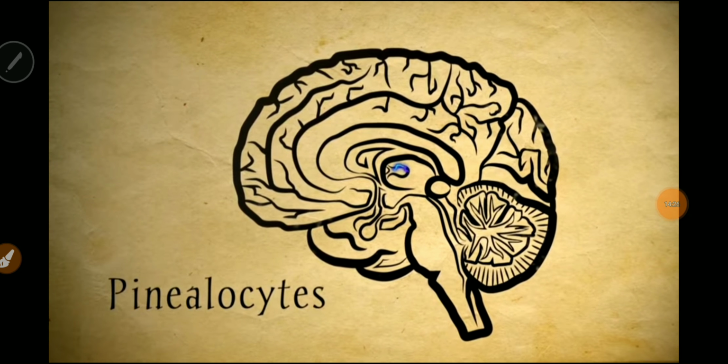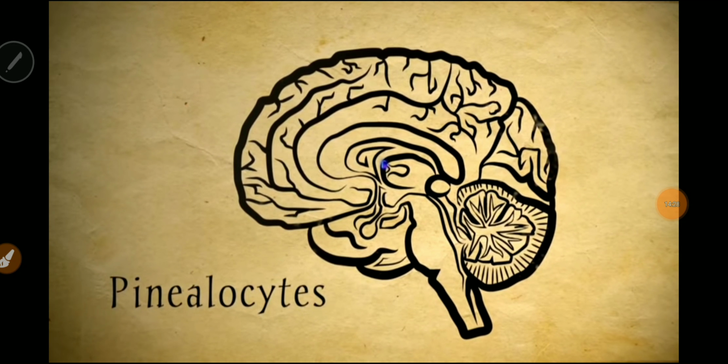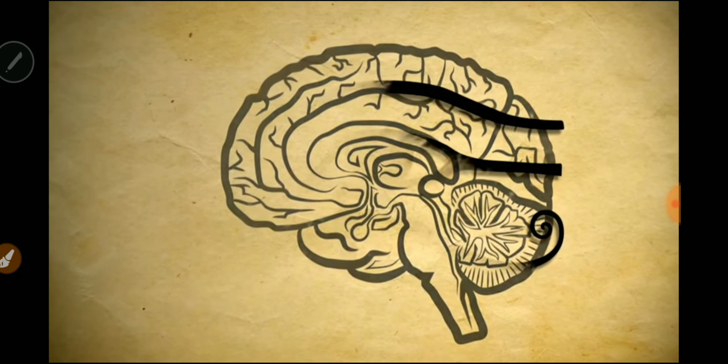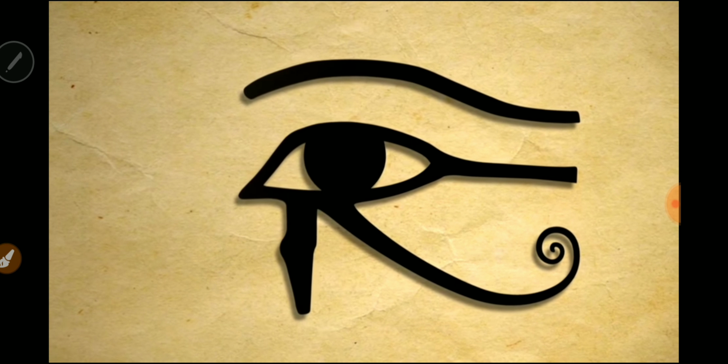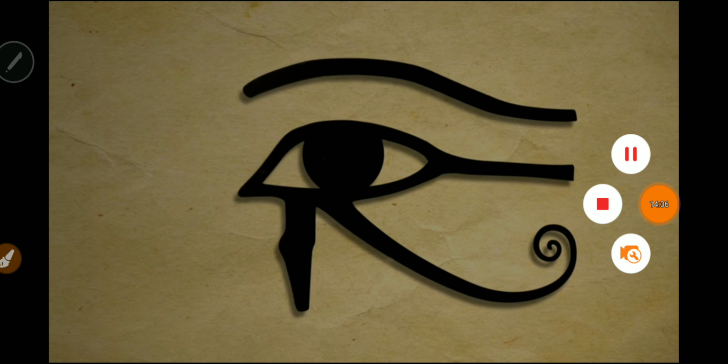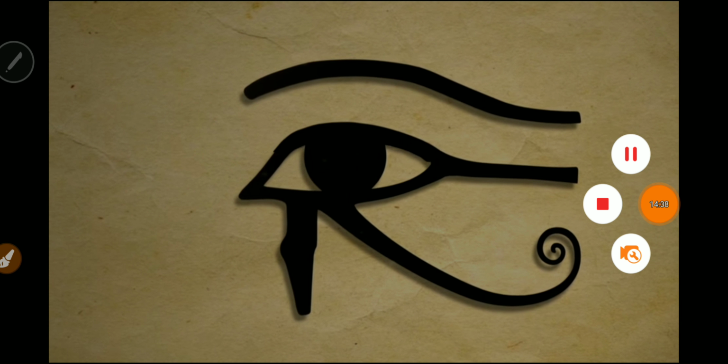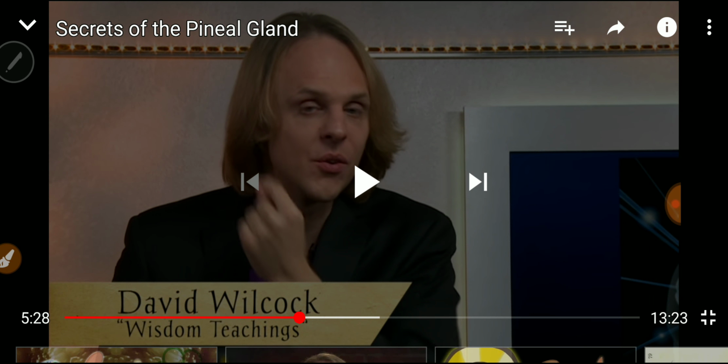These pinealocytes are similar to the rods and cones in the retina of your eye. That's right, it's the third eye. Your brain has a third eye in the center, and it has retinal tissue. It also has the same wiring as your physical eyes do.